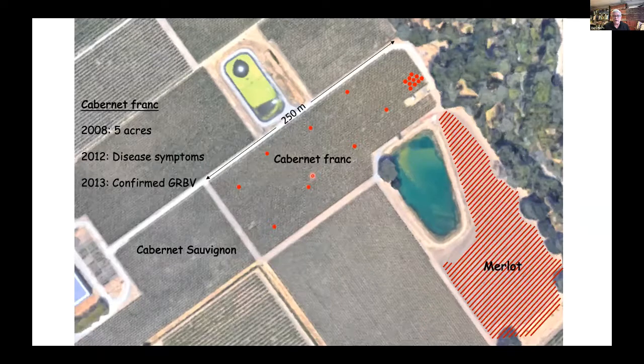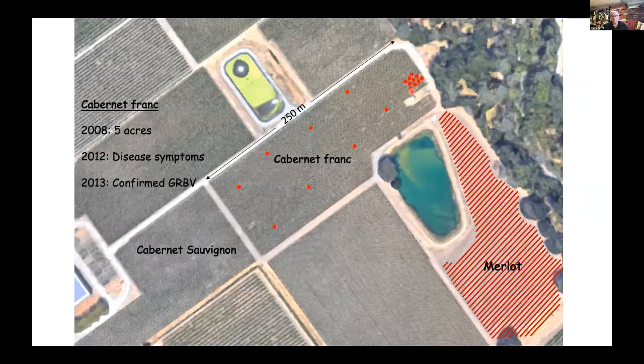So I'm going to focus on a Cab Franc vineyard, a Cab Sauv, and a Merlot. And we're going to start with a Cab Franc, established in 2008, 5-acre block. And the vineyard manager only noticed disease symptoms in the 4th leaf in 2012. And I was fortunate enough to visit this Cab Franc block, and it caught my attention because at the edge of the vineyard, close to the Napa River here, to the riparian area, there was a clear aggregation of diseased vines.